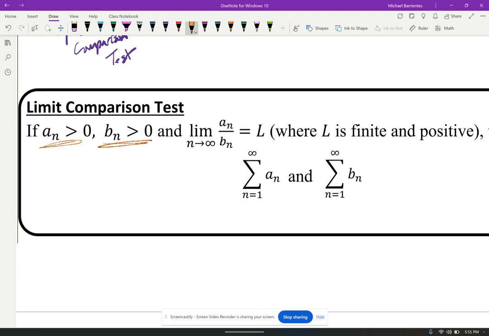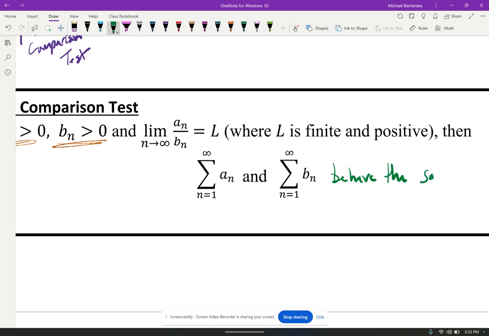So I got to make sure the terms are positive. And then I take the limit of the ratio of the terms. And as long as my limit value is a finite positive answer, then I know both of these series behave the same way. So I'm going to say that again.